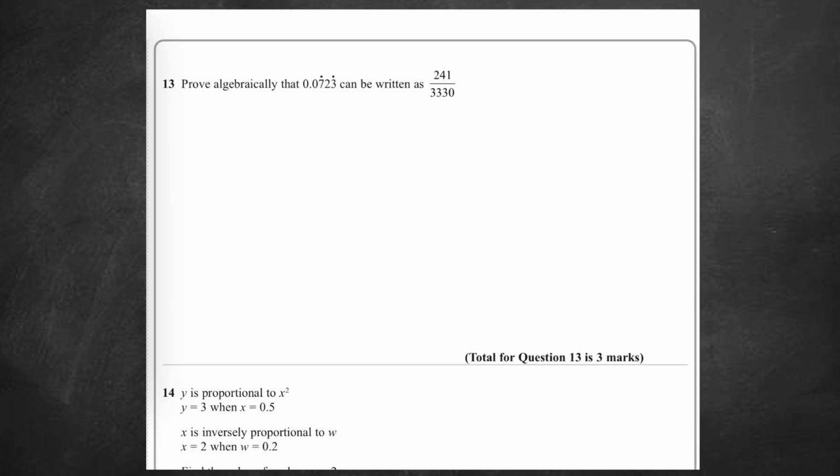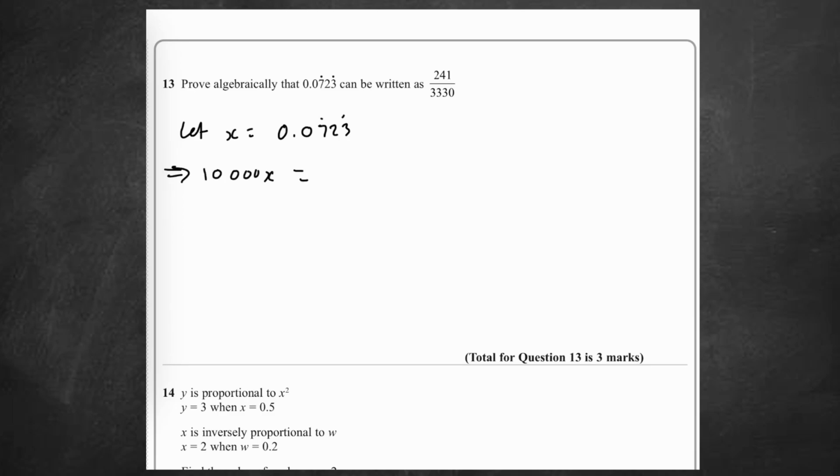So question 13. Prove algebraically that 0.0723 with recurring symbols, the 7 and the 3, can be written as 241 over 3330. So what I'm going to say is let x equal 0.0723 recurring. Therefore, what would it be?